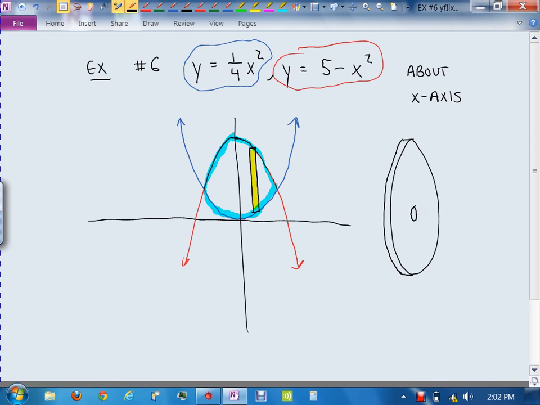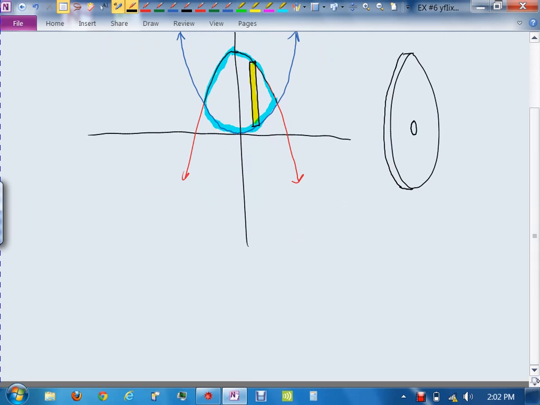Do we have an upper function and a lower function? Yes? Okay, so what is the formula that we just generated? Integral from a to b of pi, then f of x squared minus g of x squared dx. So we need the a to b, don't we? So how are we going to find out the a and b?